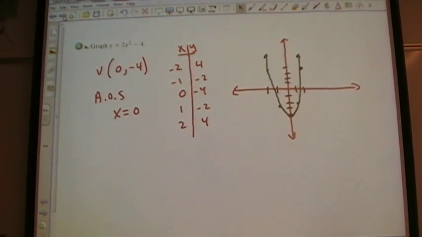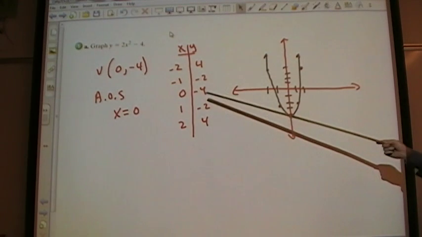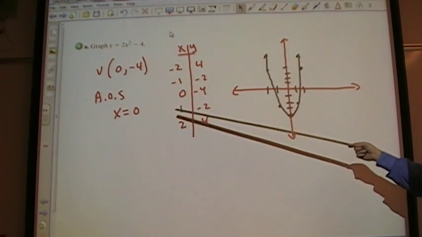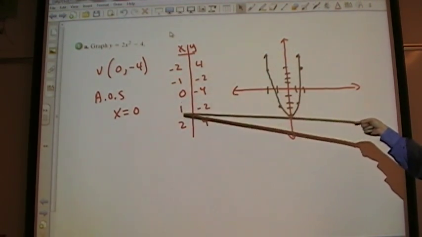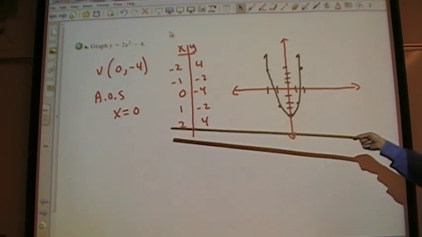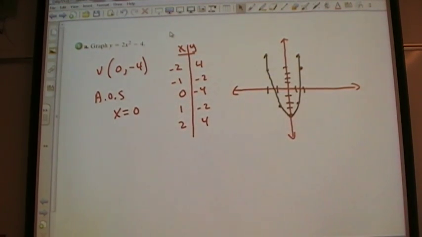Here's another one. Without a B value, you should be able to look at that and tell that the vertex is 0, negative 4. Correct? No B value. Once you get your vertex, you should be able to tell the axis of symmetry is x equals 0, always the same as the x coordinate of the vertex. Table of values: put the vertex in the middle, and I chose the points 1 and negative 1, which correspond with each other on opposite sides, and 2 and negative 2, which also correspond with each other.